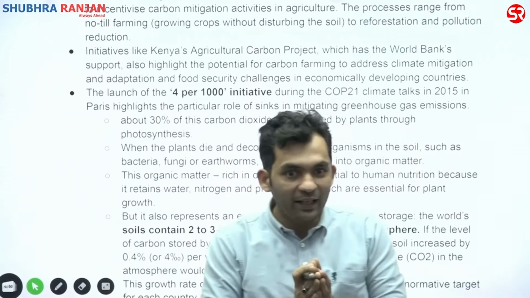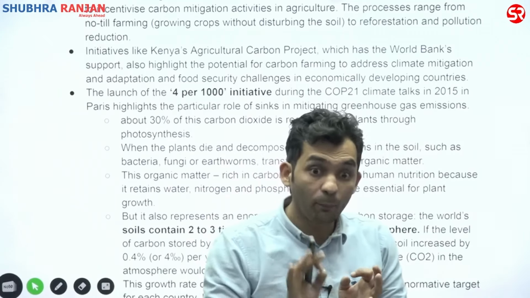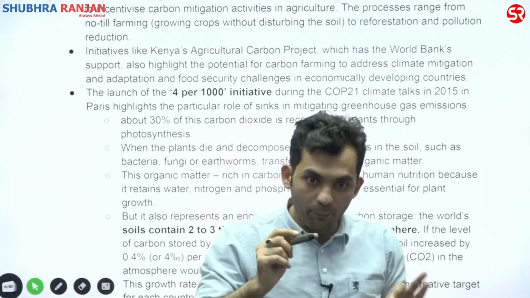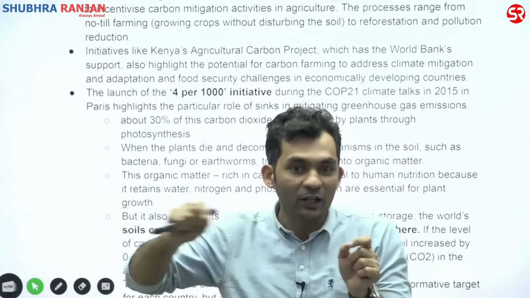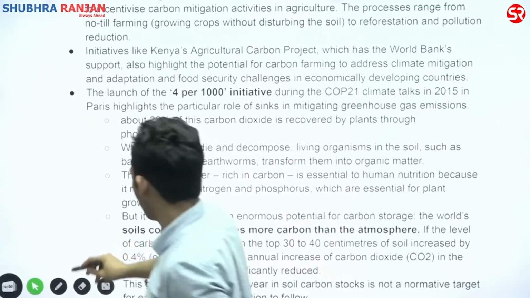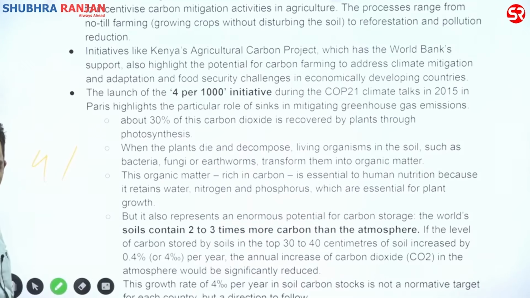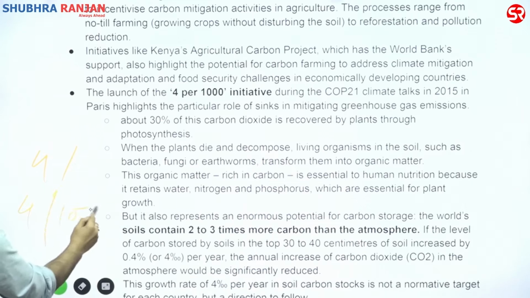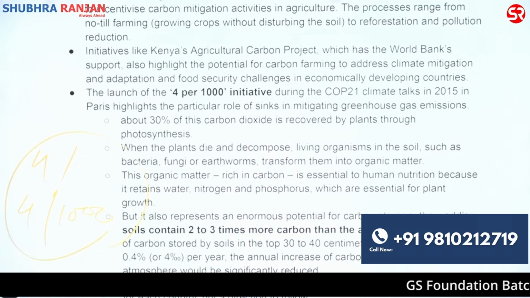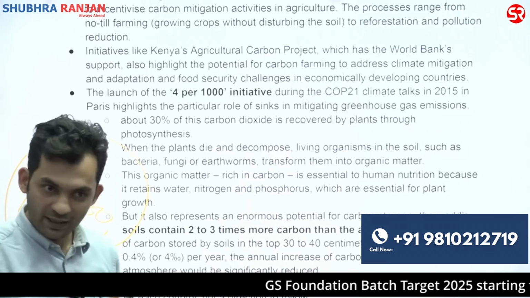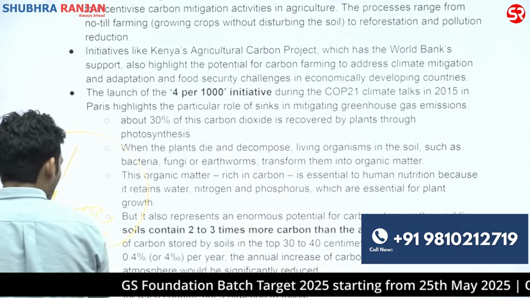They are saying just increase it by 0.4%. That is it. And by 0.4 they mean 4 per 1000. That's why the name 4 per 1000. If you change 0.4% into per 1000 terms, it becomes 4 per 1000. This is the name of the initiative. Make sense? Is that clear? Okay.